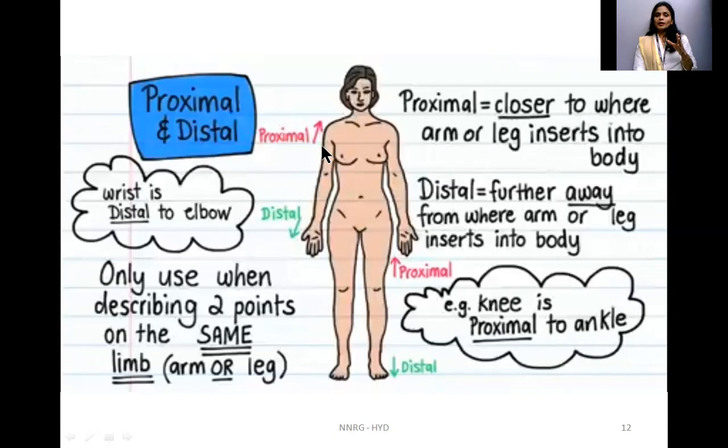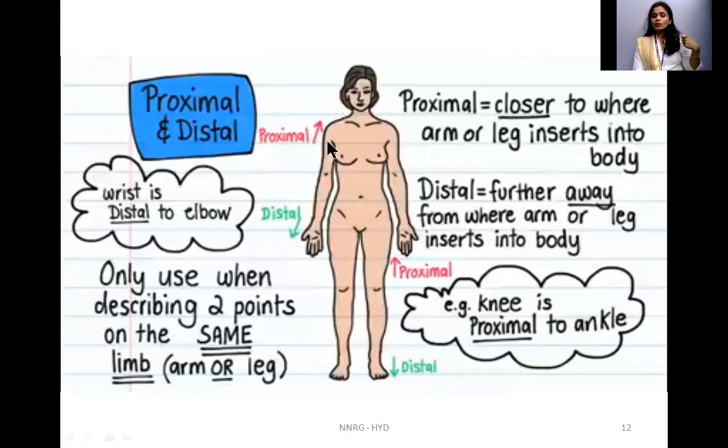So to the body where the upper limbs or the hands are getting attached and the legs are getting attached, this particular point. Okay. So any point that is closer to this particular point where the legs or the hands are getting attached to the body, that's called proximal. Any point that is away from that attachment, either feet or the wrist, that will be called distal, which is away from the insertion point.